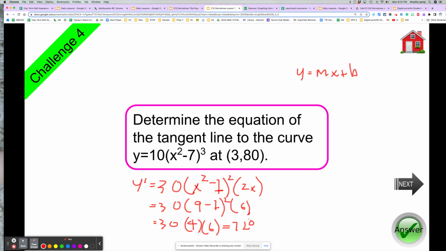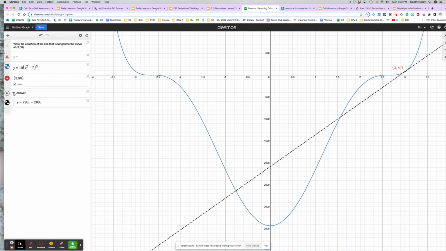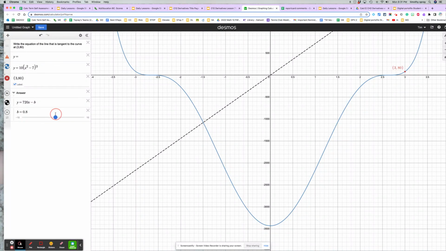So that means that the slope of this line is going to be 720x plus b. And of course, if we take this 3 and put it in for x, and we take this 80 and put it in for y, we should be able to figure out what the y-intercept is. Let's go ahead and just do a quick check and just see if we got that. Look at that, 720. And let's see if we can make any headway here. Bam, that's not going to move at all.